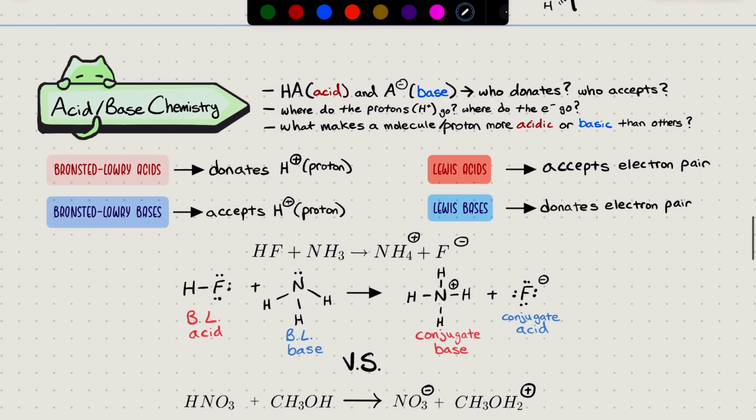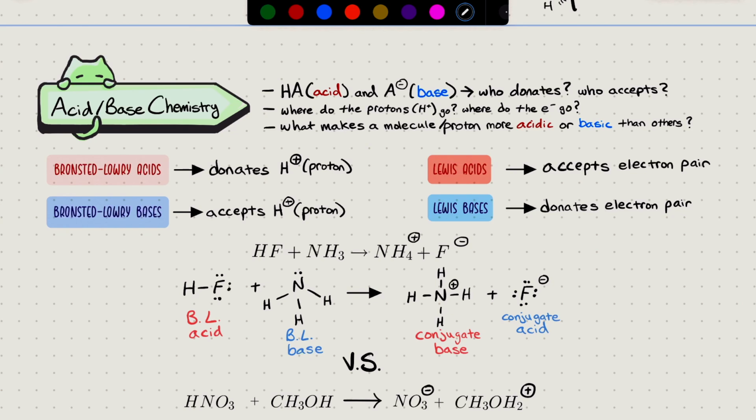And to me, a good chunk of organic chemistry is acid-base chemistry. The questions that you will be asking yourself a lot in OChem are, who's my acid? Not who's my acid, who's my base? You're going to be asking which of the molecules is donating, which is accepting? Where do my protons go? Where do the electrons go? What is going to make a proton, aka a hydrogen, more acidic or basic than other hydrogens inside of a structure?